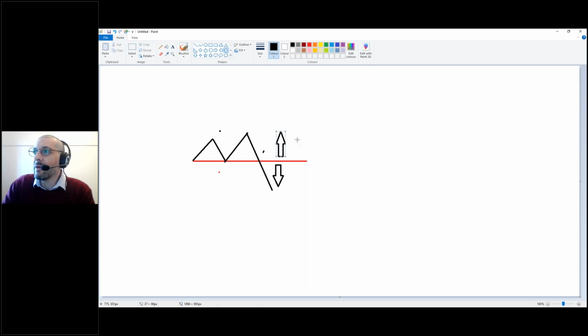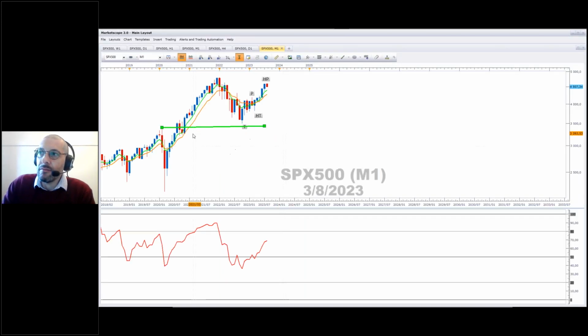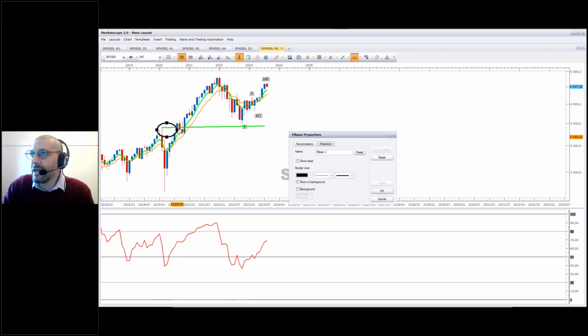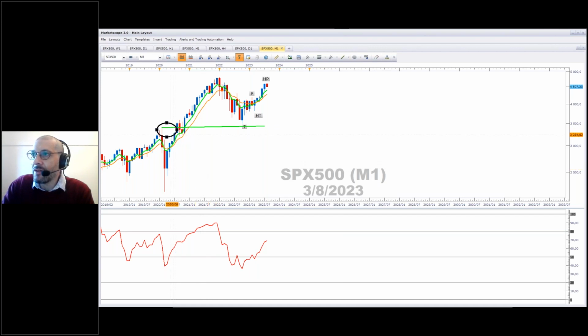How far do we get away? The further we get away from our point of entry, the greater the understanding that the resistance or the support has fallen away. That being said, we can see that it took some time. We're looking at a monthly here. It took 3 months for the market to realize that they'd overcome this resistance, because eventually it's the fourth candle that pushes up.